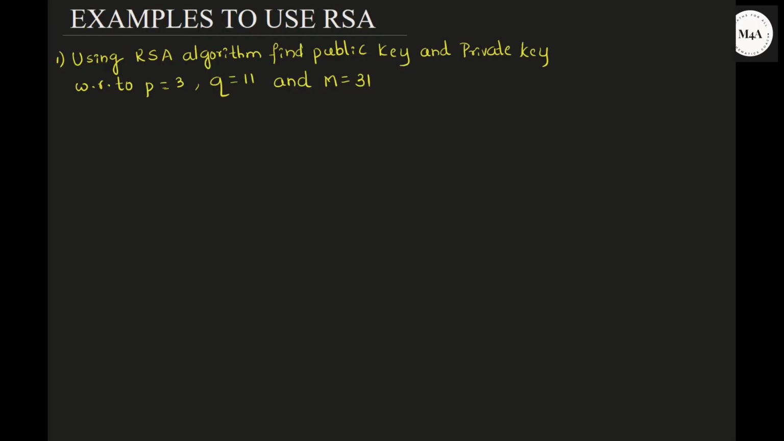Consider an example. Question is, using RSA algorithm, find public key and private key with respect to P equal to 3, Q equal to 11 and M equal to 31.